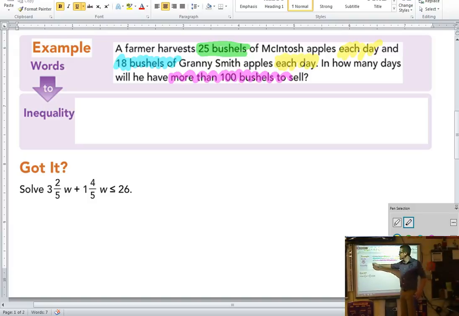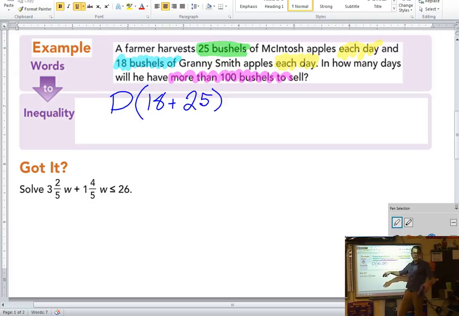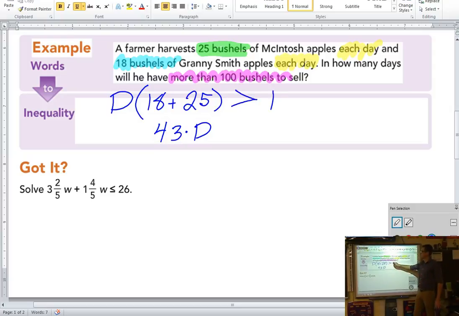So I know that every day, we're harvesting 18 and 25. So then when I go to combine that, we get 43, either D times 43 or 43 times D, but that has to be greater than 100. So it still has to be greater than 100. Why don't you put the orange because it is more than 100? Does it say that you can sell at 100? Oh. He has to have more than 100. 100 is not more than 100.